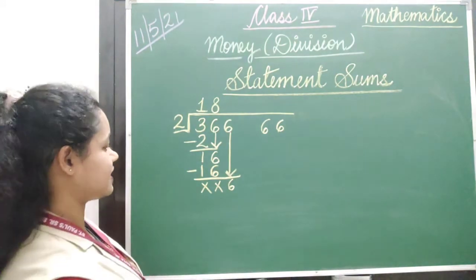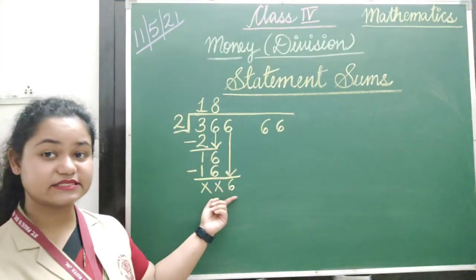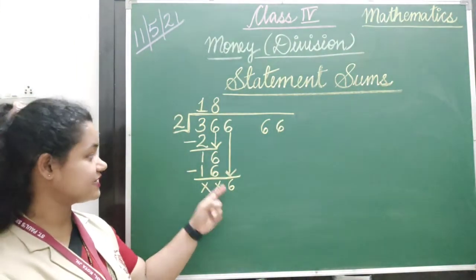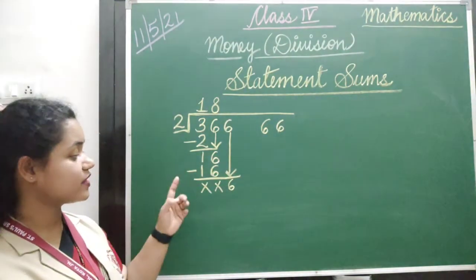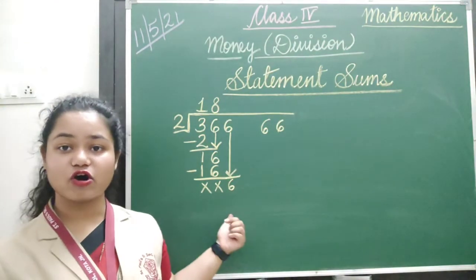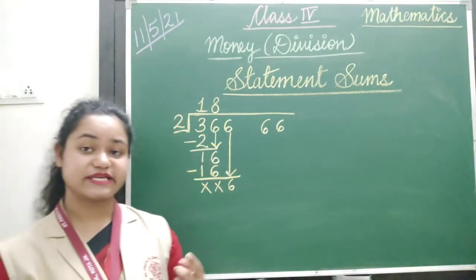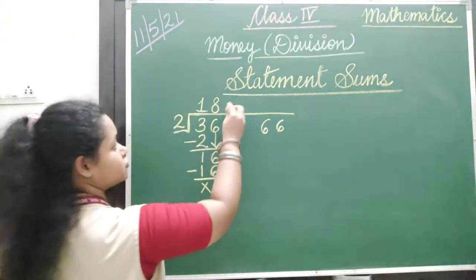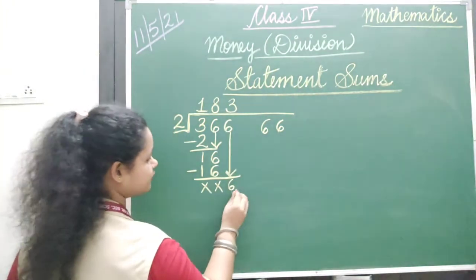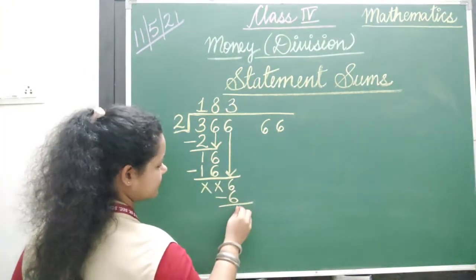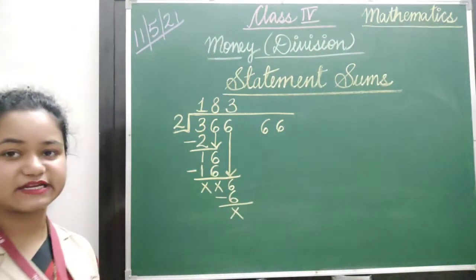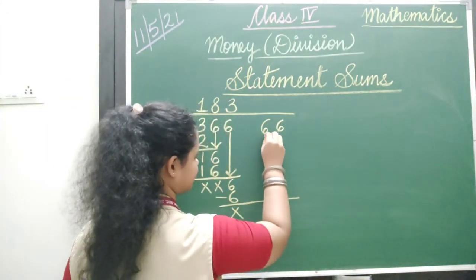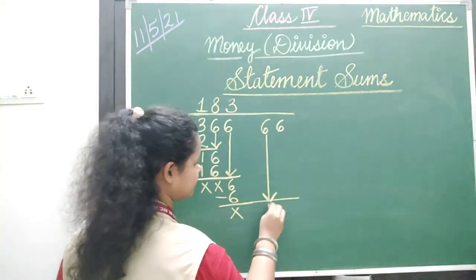Now in the table, first you have to check whether this 6 is greater than the divisor or not. So 6 is greater than 2. Now you can check the table of 2 for 6, isn't it? So say 2 ones are 2, 2 twos are 4, 2 threes are 6. So 2 threes are 6. Subtract, answer is again 0. 6 minus 6 is 0. Now in this step we are going to take another number down, then this 6 will come down.